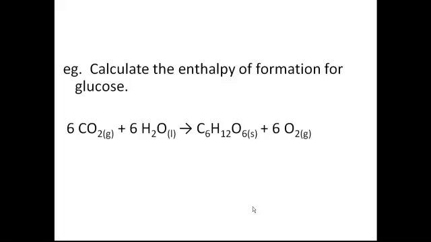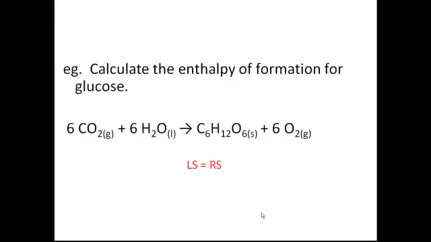Okay, let's get started. We're going to do an example where we calculate the enthalpy of formation for glucose. Now this is a photosynthesis reaction. So we have 6 moles of carbon dioxide and 6 moles of H2O liquid, so it's not vapor, it's liquid. This will produce 1 mole of glucose and 6 moles of oxygen gas.